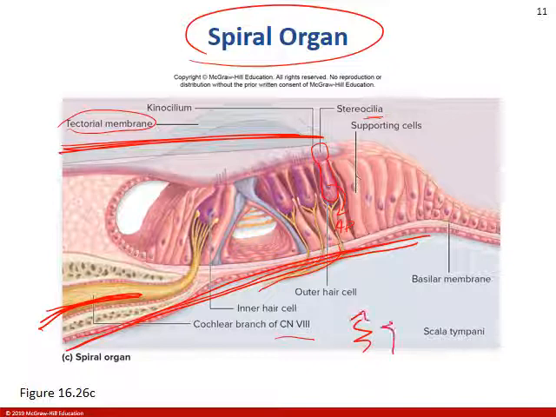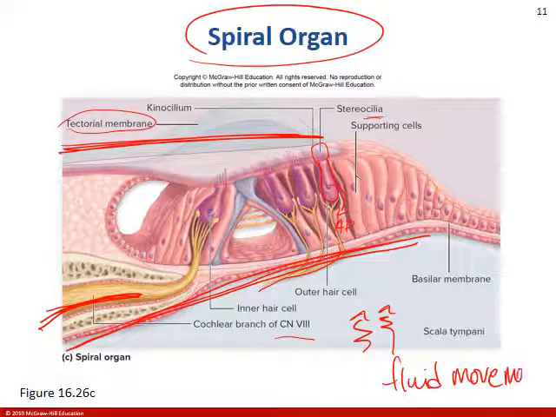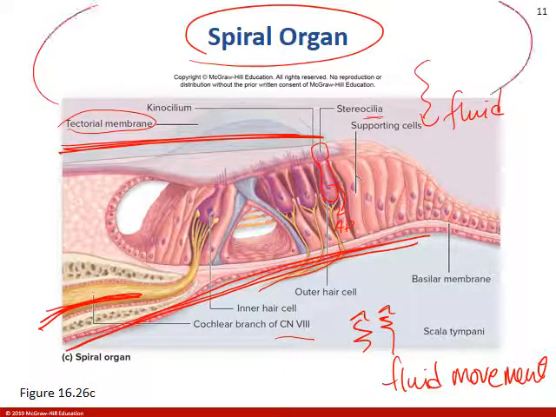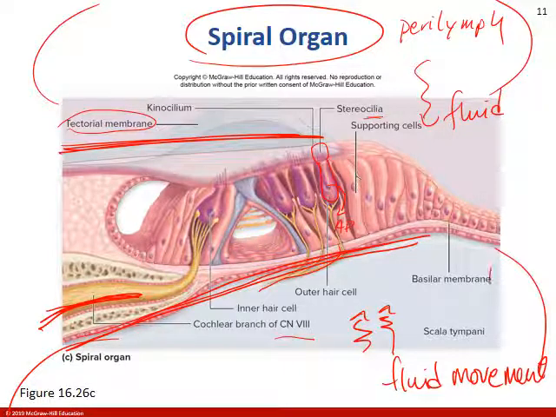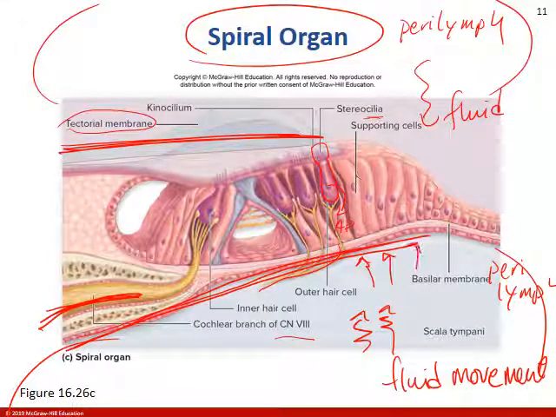Remember, below we have fluid that's moving. And what's happening above? We have fluid that's moving. So remember, in the other image, this was all perilymph. And down here was perilymph. So that fluid is moving and pressing on the bottom, the basilar membrane.